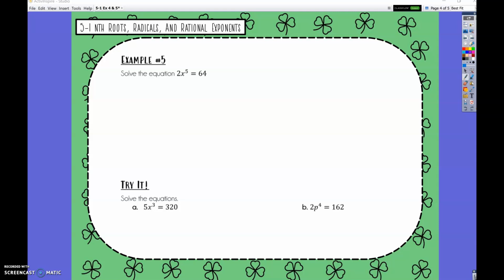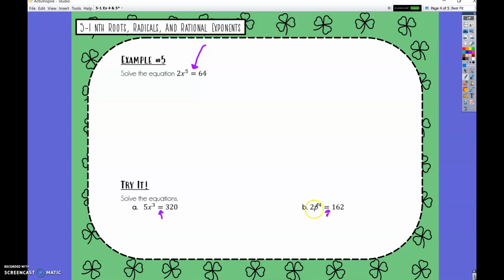In Lesson 5.1, now we're going to look at example 5. You'll notice that we have an equal sign here. We're now going to be solving some equations with exponents. So you'll notice that we're going to try to get the variable alone. So we're actually going to work backwards here.